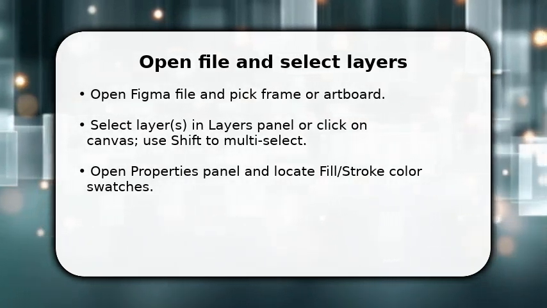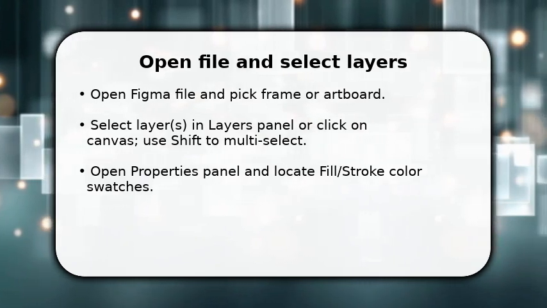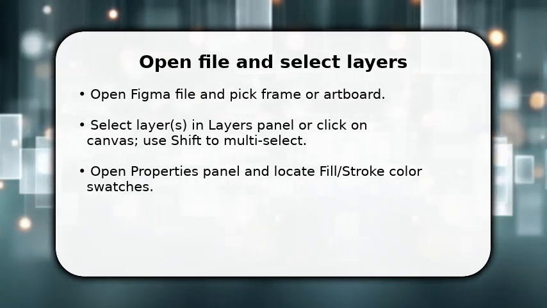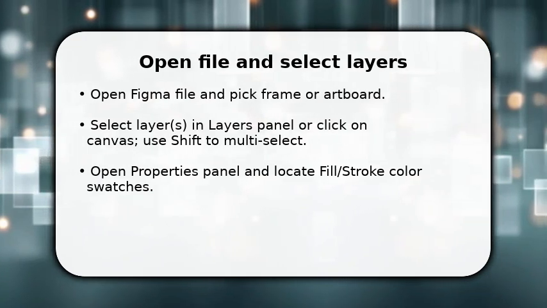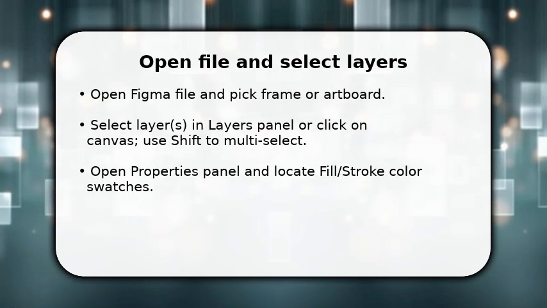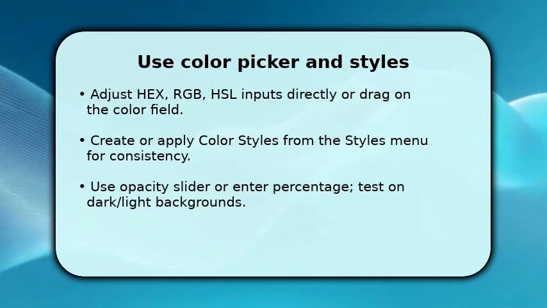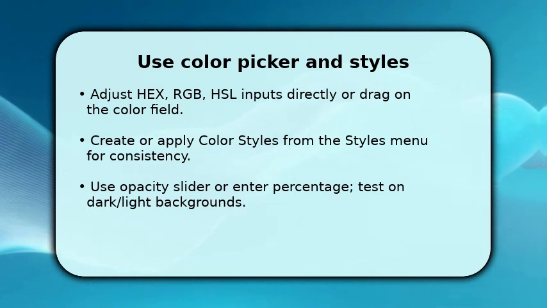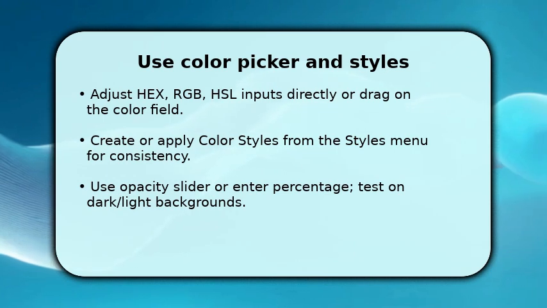Make sure to deselect nested groups if you mean only one object, and remember to lock any layers you don't want altered. Now refine the color using the picker and decide whether to keep it as a style. Type a HEX or RGB value for precision, or drag inside the hue and saturation field for visual selection. Once happy, click the 4-dot styles icon to save as color style.